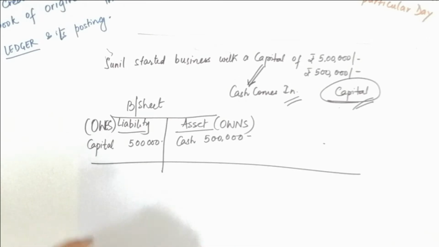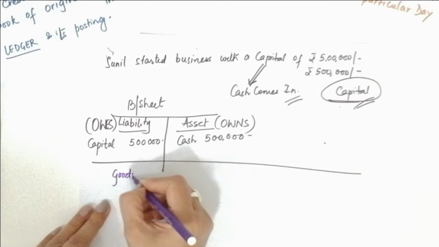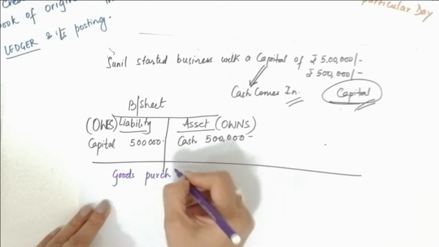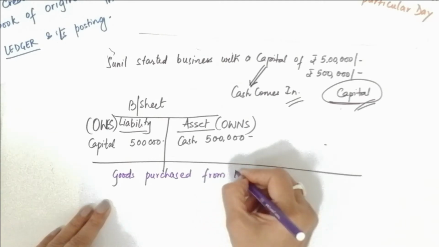Another example that I will take here is, for example, goods purchased from Messrs.